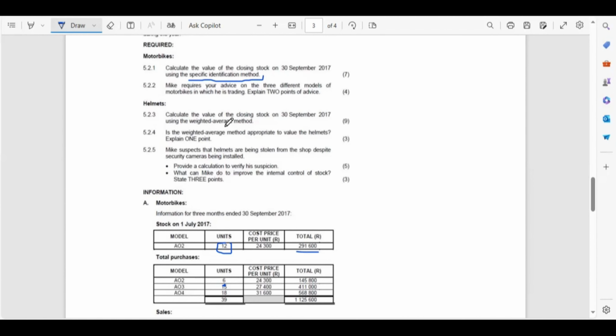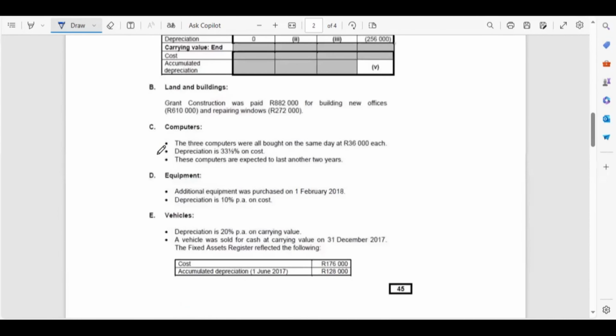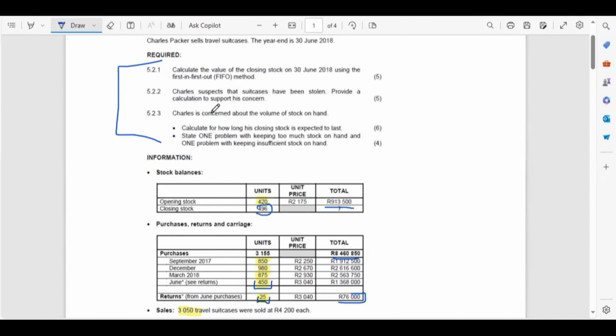So hence the weighted average method would be applicable for this. Now, 2.5 says Mike suspects that helmets are being stolen from the shop despite security cameras being installed. Now this is a similar question to the one that we have done with regards to this one right over here. This one, whereby Charles suspected that suitcases have been stolen. Now we need to do the same here, right?